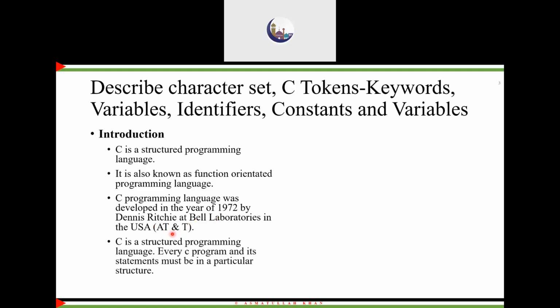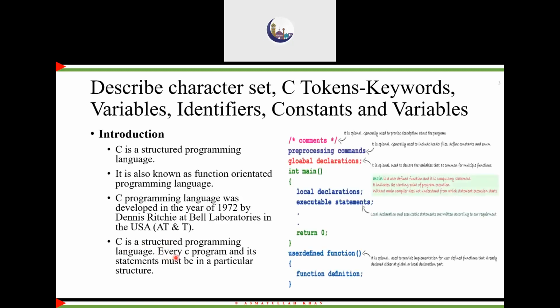So C is a structured programming language. Every C program and its statements must be in a particular structure. What do we mean by structured programming language? Every statement that we are going to create in the C language should be in a particular structure format only. Then only it gets executed. Otherwise, it is not going to get executed.